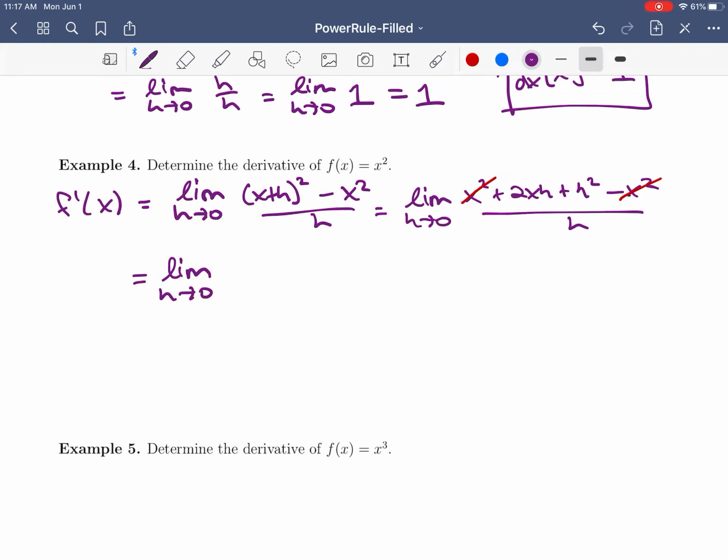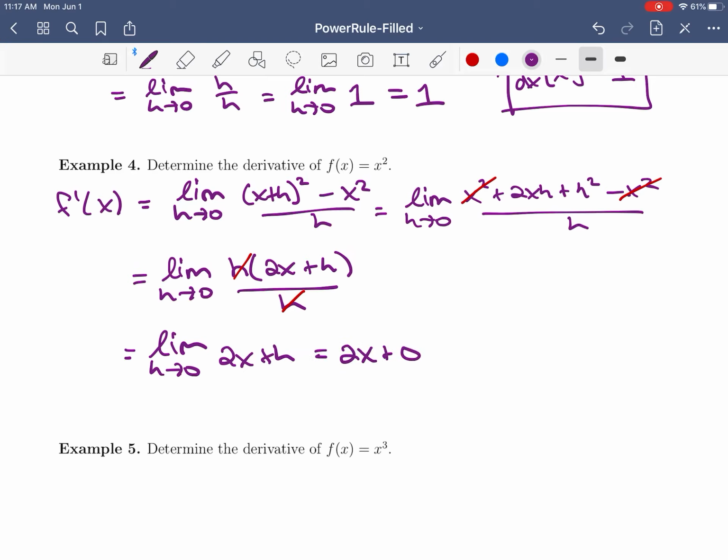Now I see every term on the top here has an h in it. So I can factor out the h, and I'm left with 2x plus h, all over h. Now I can cancel those h's. So it's the limit as h goes to 0 of 2x plus h. And now I can evaluate the limit. So this is 2x plus 0, or just 2x. So the derivative of x squared is 2x.